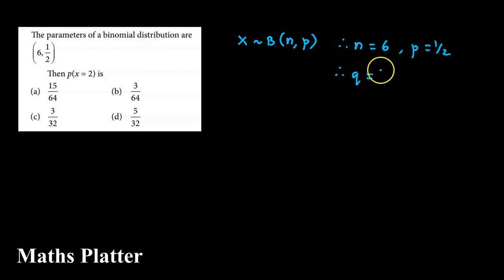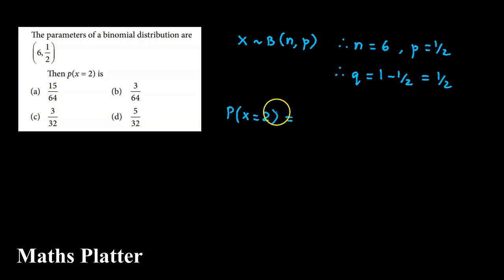The parameters of a binomial distribution are 6 and half, then probability at x equal to 2 is. Now we know that if x follows binomial distribution तो उसके parameters होते हैं n and p. अगर इसके साथ हम compare करते हैं so we have n is equal to 6 and p is equal to half. अब अगर probability of success half है तो probability of failure that is q it will be 1 minus p that is 1 minus half, तो ये भी आ जाएगा half. And हमें पूछी गई है probability at x equal to 2 की.